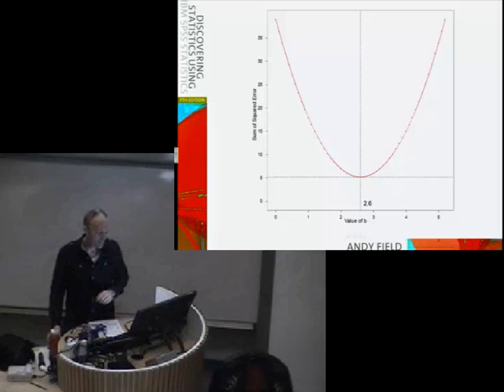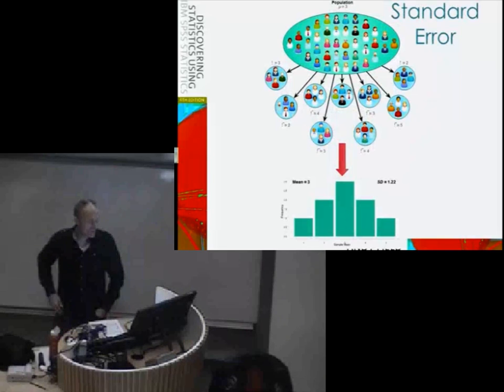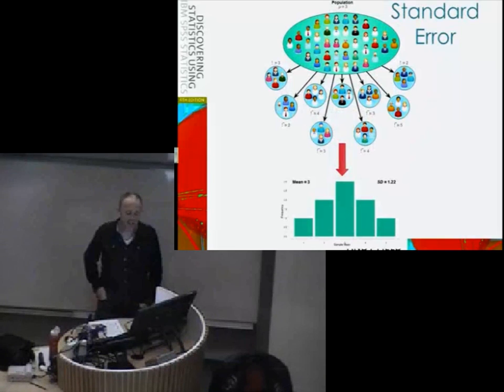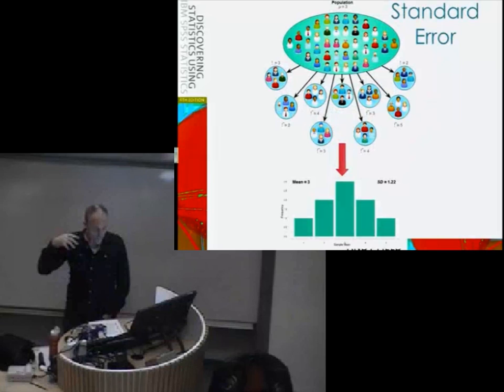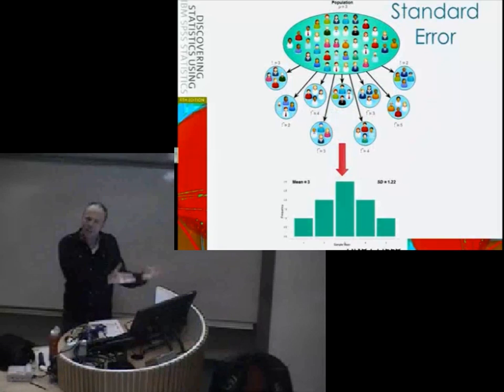Now the standard error tells us something useful about whether a parameter is a good representation of the population. So remember that when we're fitting these parameters, what we're trying to do is actually work out something about the population. So as I said earlier on, we call them estimates because we use values in the sample as a sort of guess of what's going on in the population.